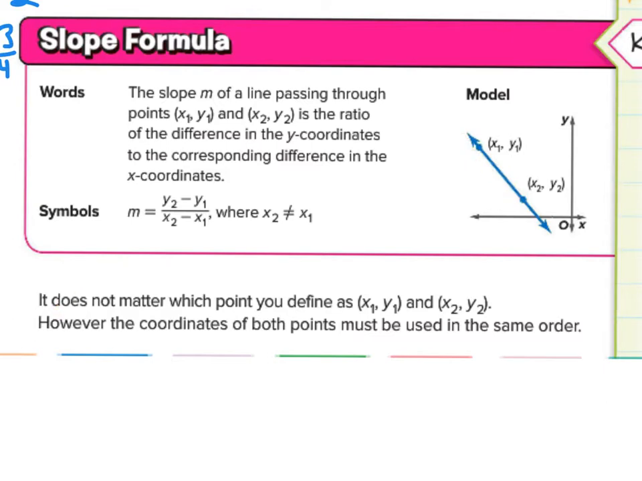And you can see there, it does not matter which point you define as x1 and y1 and which as x2 and y2, as long as you keep them uniform. It doesn't matter which one of these two you use as x1 and x2, as long as you keep the same coordinates, the pair, together. However, the coordinates of both points must be used in the same order, of course.